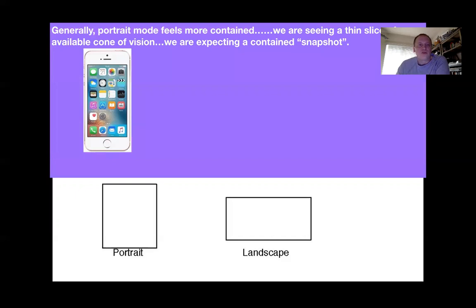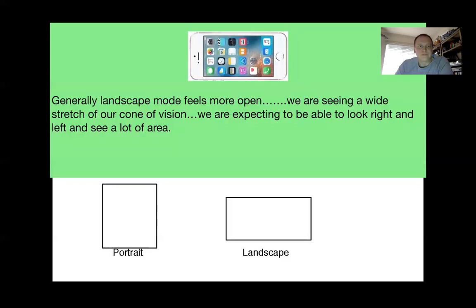Generally, portrait mode feels more contained. We're seeing a thin slice of whatever area we're looking at, and we're expecting a snapshot. That's what our brain is expecting. Landscape mode feels more open. We're seeing a wide stretch of our cone of vision. We're expecting to be able to look right and left and see a lot of area. So this is why when you're taking a picture of a person, you should use portrait, and why when you're doing a video, you should always do landscape mode.